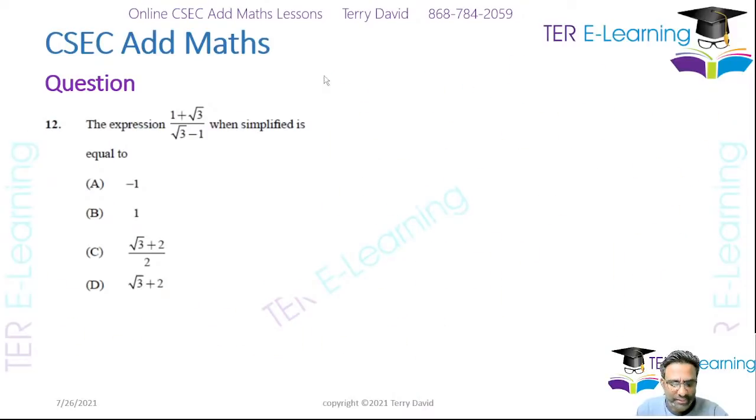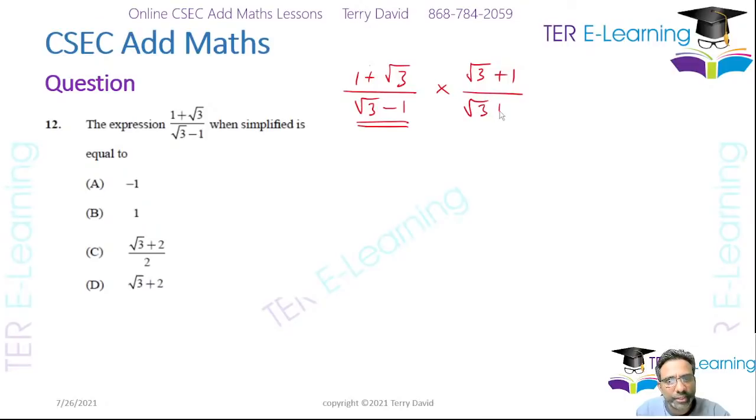So I'm moving on. Question 12 here, we have some surds to work out. We have 1 plus square root of 3 divided by the square root of 3 minus 1, and they want us to simplify this. Remember, we can rationalize a surd, and what we do is multiply by the conjugate. So you're multiplying by root 3 plus 1 over root 3 plus 1, which is just 1. So all you're doing here is trying to rationalize this surd.